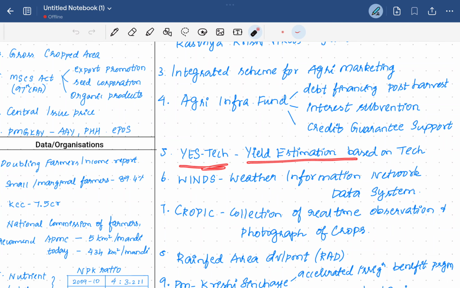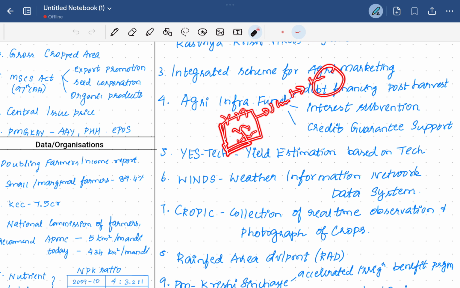Then STEC is yield estimation based on technology. It is an important digital tech platform used for estimating the yield based on technology. For example, a crop is sown, then within 3 months, how much the crop can yield, the data can be found, and this data is supported for making farmers access any commodity derivative market agreement or any bank loans. This tech platform can be used and the data can be accessed.